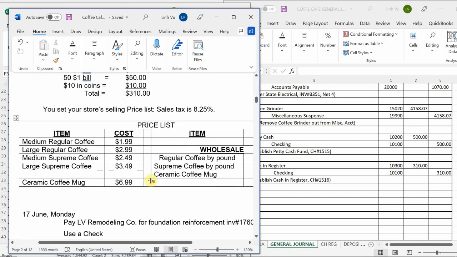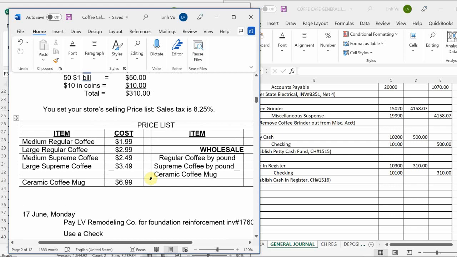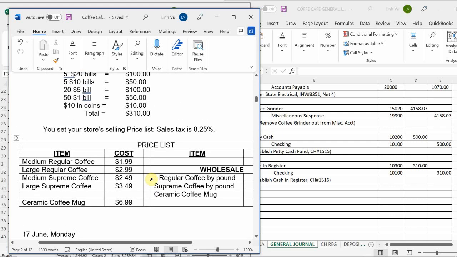Okay. So here you set up your store selling prices and the sales taxes to be 8.25%. So here, these are the products and services that we sell, or in this case, just products. We are going to act as a retail slash wholesaler. As a retail, we're going to be selling our coffee by drinks.